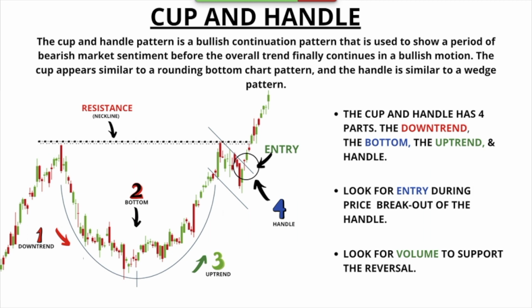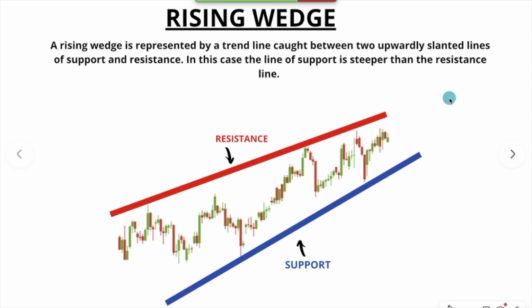So moving on to the next formation, we have a rising wedge. A rising wedge is represented by a trend line caught between two upwardly slanted lines of support and resistance. In this case, the line of support is steeper than the resistance. So looking at the resistance, you have a mild upward resistance, but comparing to the support, as the definition says, it is steeper than the resistance level. As you can see, it's a little bit more slanted and a little bit more aggressive.